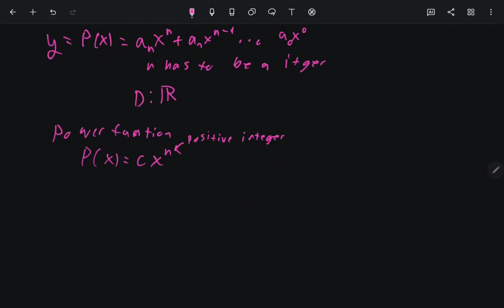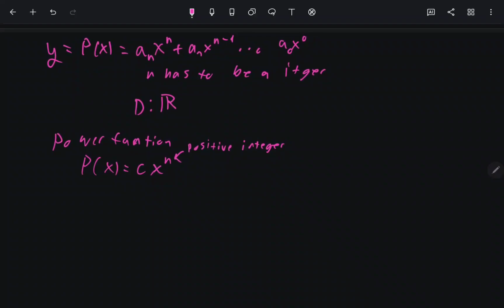The next type of function that is closely related to power functions is root functions, where p of x is going to take the form c times x to the power of 1 over n, where once again n is a positive integer.